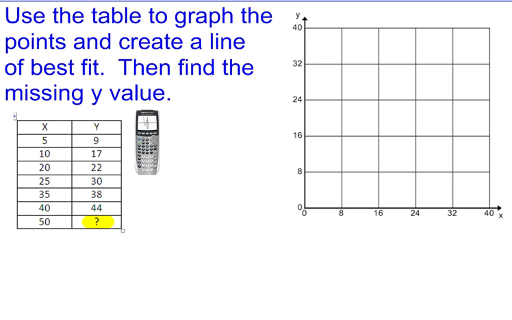So 5, 9, I'm going to put it right here. Do the best I can. 10, 17, we'll go right about here. 20, 22, right about here. 25, 30. 35, 38. And 40, 44. That's off my graph. You'll notice I'm not going to plot the 50 and question mark. This is what they want us to predict. So this is the one we're going to find out after we find our line of best fit.